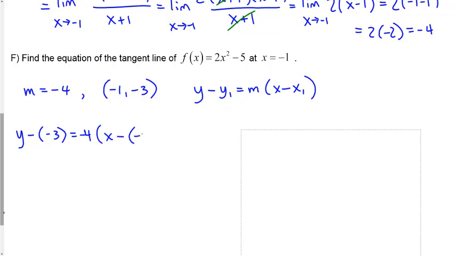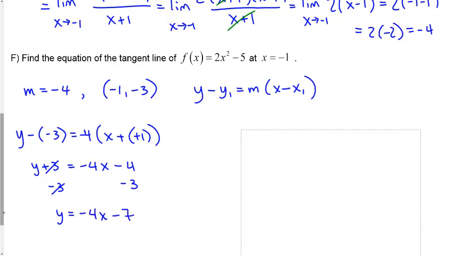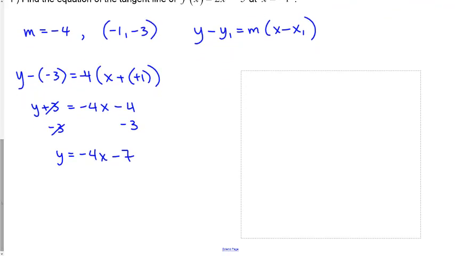So y plus 3 equals -4 times x, and so minus -1 is the same thing as plus 1, but I'm going to multiply everything through by -4, so this becomes -4x minus 4. And then if I subtract 3 from both sides, I get my final form, which is y equals -4x minus 7.